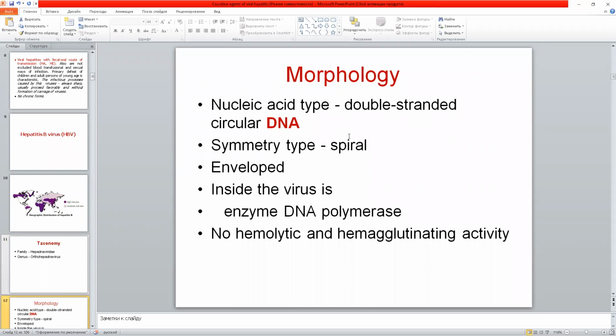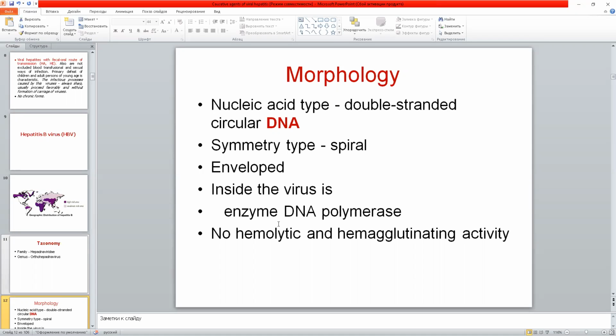Nucleic acid type: double-stranded circular DNA. Pay attention, among hepatitis viruses, only hepatitis B virus has DNA. Other viruses have RNA. So this one, hepatitis B virus, has DNA. Symmetry type: spiral. The virus is enveloped, and inside the virus is its own enzyme that is necessary for virus replication, and it is named DNA polymerase.